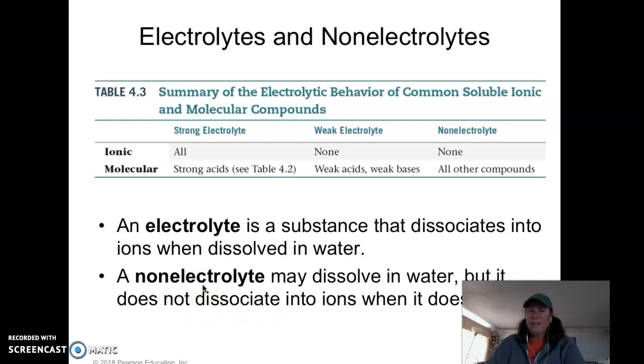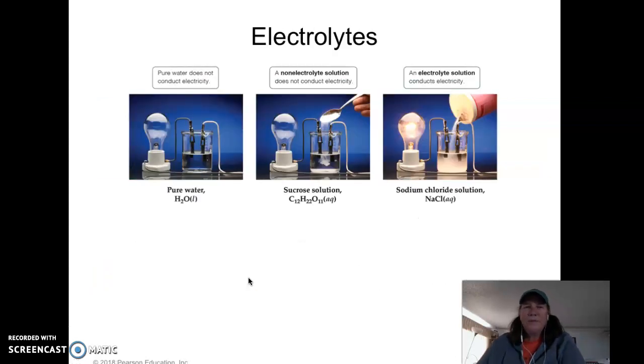But if you try to pass a current through it, it won't conduct it. So sugar would be a non-electrolyte. Here's an example. If you take pure water, like distilled water, there's no ions in there. But if you take tap water, there's ions in there. Then it'll pass.